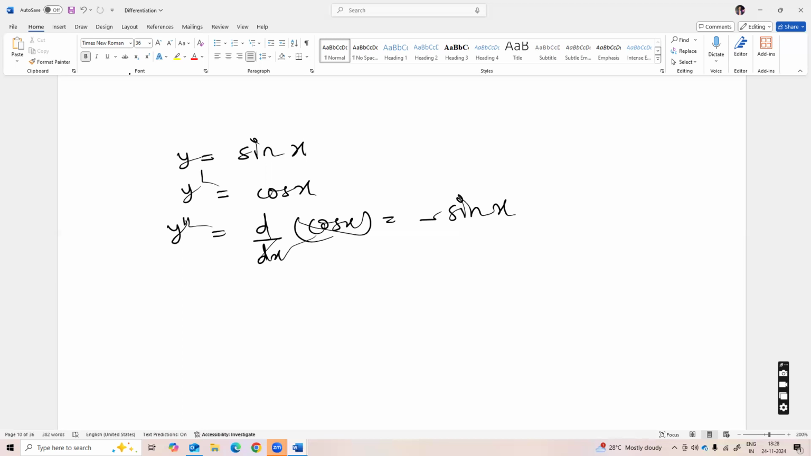So if you take the example of y equal to e to the power x, you know that no matter how many times you differentiate it, like twice, thrice, or 4 times, it will give the same value, that is e to the power x. So double differentiation of e to the power x is e to the power x.